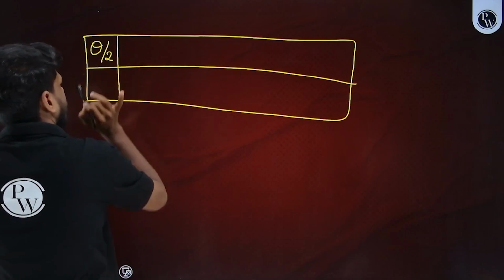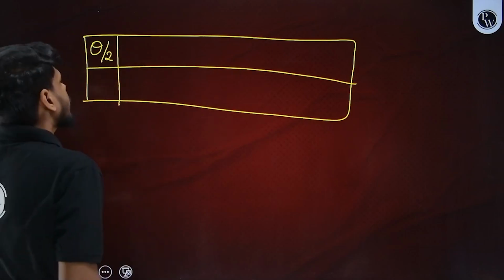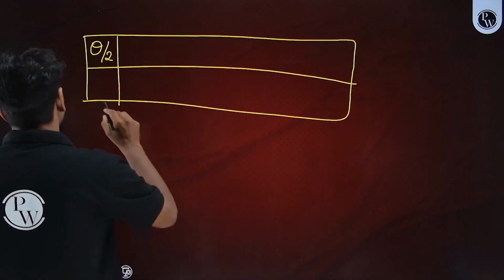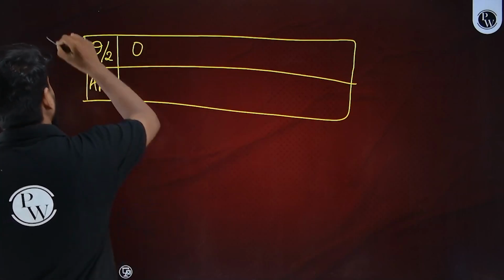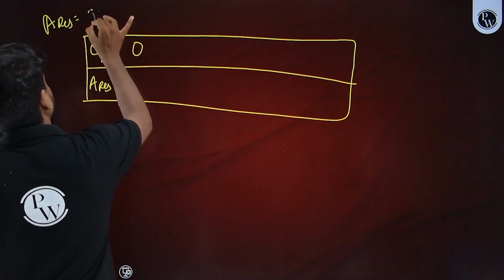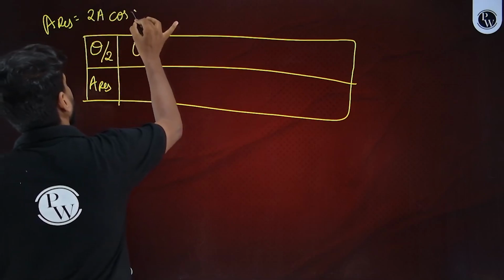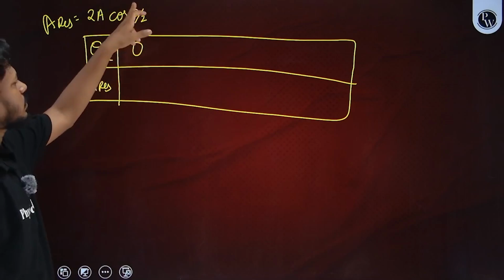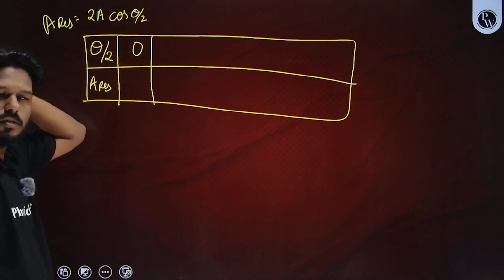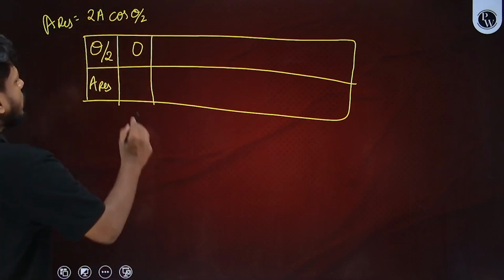Theta by 2. I am going to substitute my value of theta by 2 and find what will be my A resultant. If theta by 2 is 0, what is the formula of A resultant? A resultant is 2a cos of theta by 2, right? 2a cos of theta by 2. If I put theta by 2 is equal to 0, what will I get? Cos of 0 is 1. So I will be getting 2a.